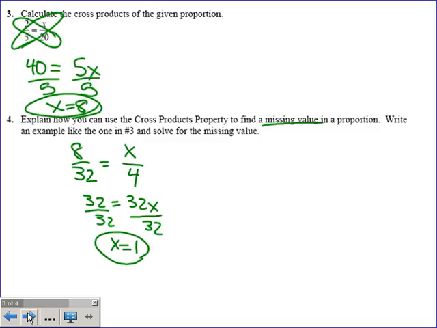So would we just write a problem? Okay, yeah, there's two sentences here. The first thing says to explain. The second sentence says, write an example like the one in number 3 and solve for the missing value. That's all right, Rashad. You can write one of those right now. Well, we're going to go with Maddie. Maddie, what's your example?